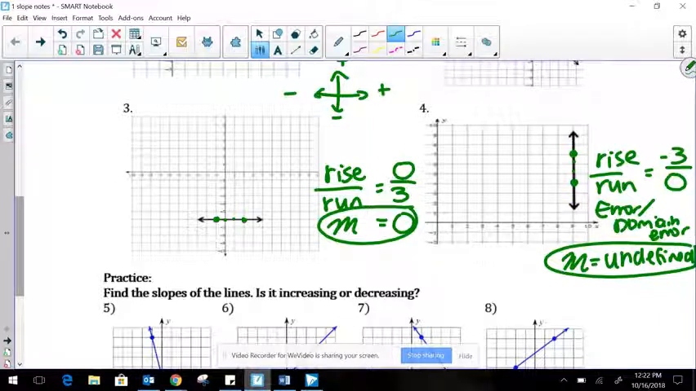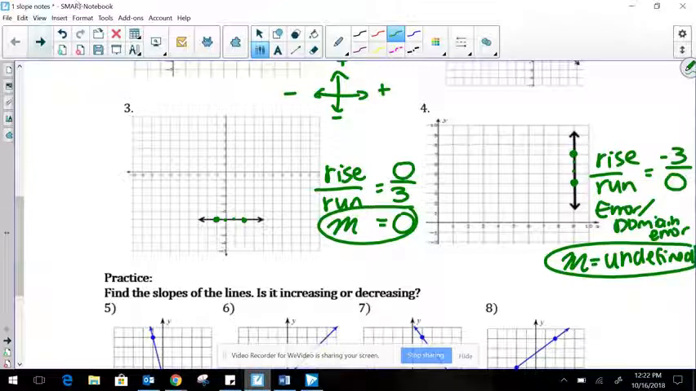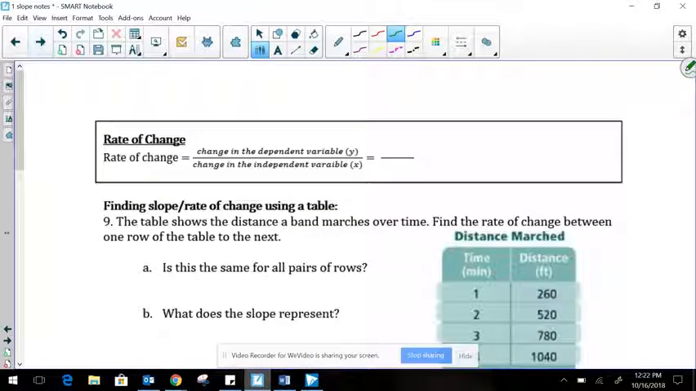Okay, let's flip it over then to the back side. Let's look at some tables. Top part here, it says rate of change. That's the same thing as slope. So we said, okay, change in the y variable over the change in the x.